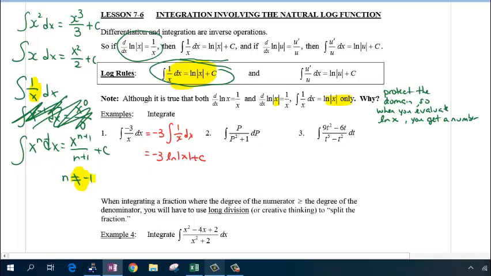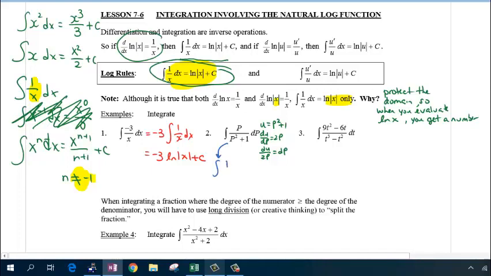Cool. For number 2, you're like, I don't see anything with just x in the denominator. That is correct. Remember what other integration techniques we used? How about u substitution? Remember that? So if I let u equal p squared plus 1, du dp is equal to 2p, and then du over 2p equals dp. Remember all this stuff? You're like, no, I forgot. Well, here's a chance to review.